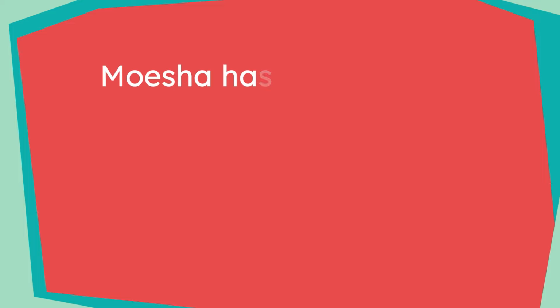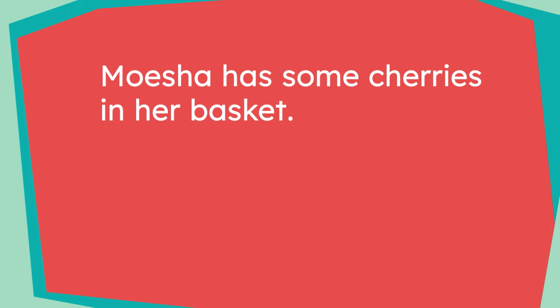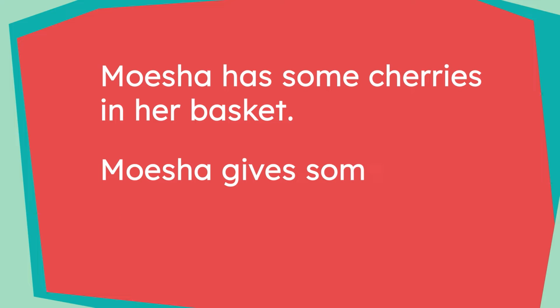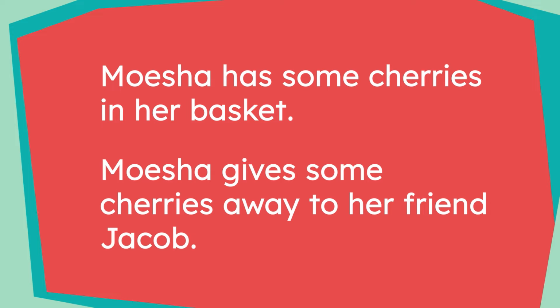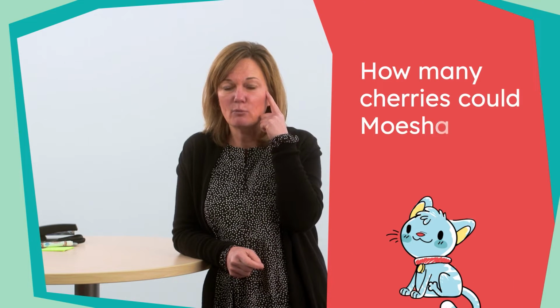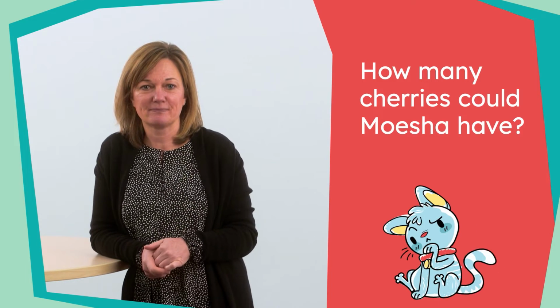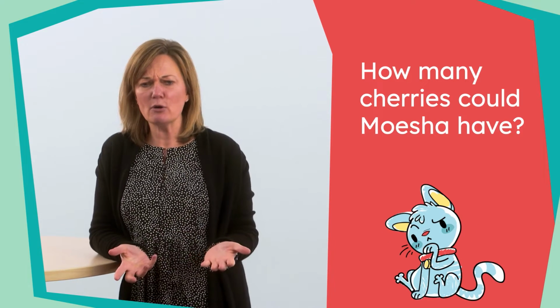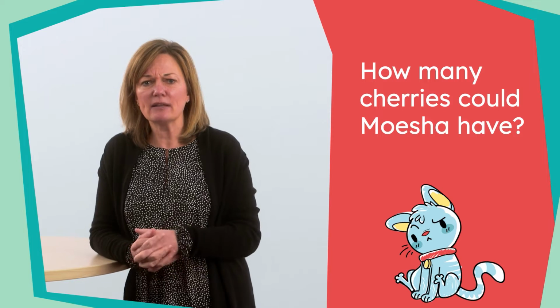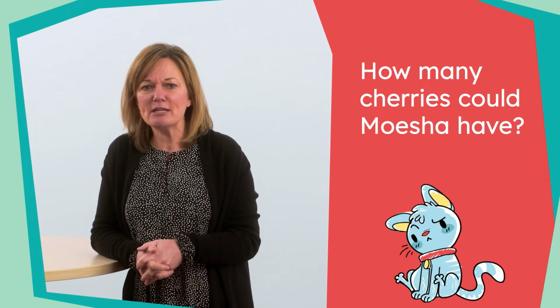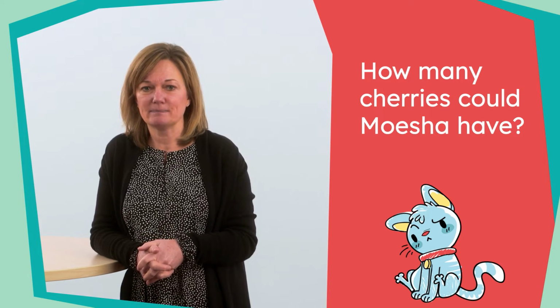Our story says, Moesha has some cherries in her basket. Moesha gives some cherries away to her friend Jacob. What are you picturing in your mind? I'm picturing Moesha with cherries in a basket and her sharing some with her friend Jacob. How many cherries could Moesha have? Tell a friend or trusted adult how many cherries you think Moesha has.